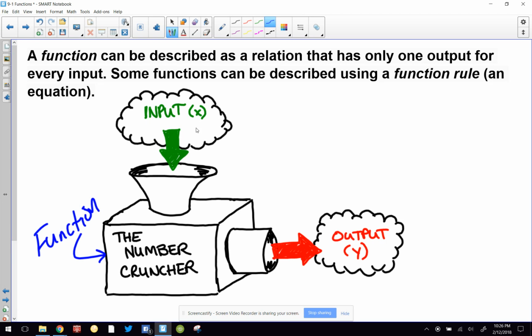For every x value we put into this function, it's going to perform some operations on it. It's going to do something to it, and then it's going to spit out an output. And hopefully every time I put one input in, I only get one output out. And that's what makes a function work. If this machine was spitting out different numbers for the same input, then we would say that the machine is broken and it is not functioning.